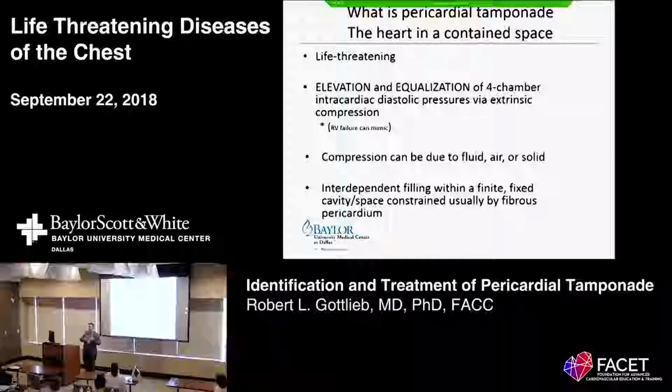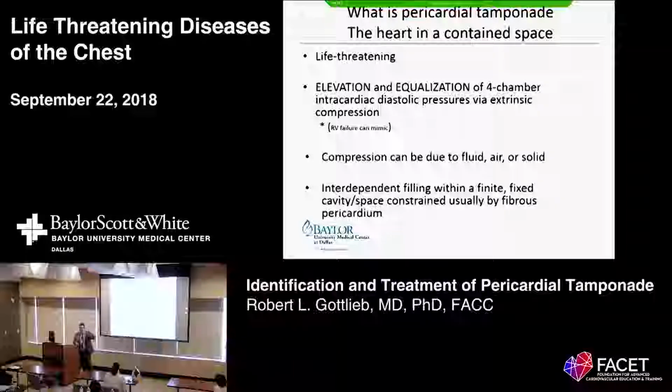Whatever box you put that heart in, regardless of whether it has both a parietal and visceral pericardium, in a constrained space you have a finite volume that you can manage. If one chamber goes up in volume, then in a defined flexible space, the other chamber has to go down. It's an elevation and equalization of all the pressures in the chambers of the heart. So it doesn't mean that you don't still have blood pressure.